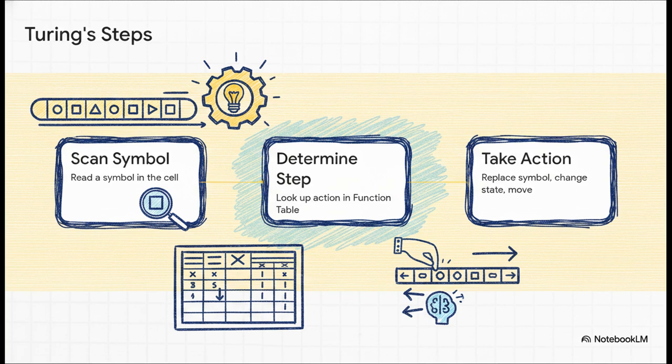So, the brilliant English mathematician Alan Turing wanted to understand the absolute limits of computation. To do that, he stripped it down to its purest possible form. His theoretical machine basically just chugs along a track, scanning a symbol inside a square cell on a tape. It then checks a completely separate function table to figure out its next step. And finally, it takes action. It replaces the symbol, changes state, or moves left or right. That's it. Just 3 essential steps to perform any conceivable computation.